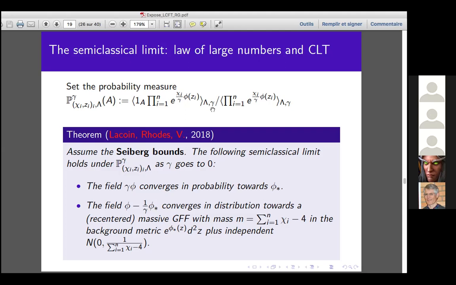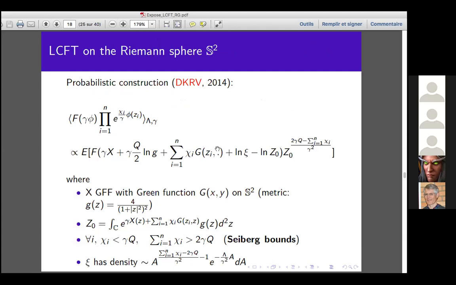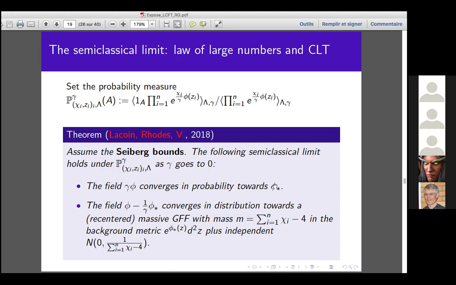And okay, if we assume the Seiberg bounds, what does that mean? If I assume that the sum of the chi i's is bigger than 4, then I recover what I had in the first slide on the classical framework. So suppose that the sum of the chi i's is bigger than 4, and let gamma go to 0. Then the field gamma phi under this probability measure, which is described by my Gaussian free field with logarithmic singularities reweighted by the exponential of the Gaussian free field to some power, converges in probability towards phi star, the constant negative curvature metric.